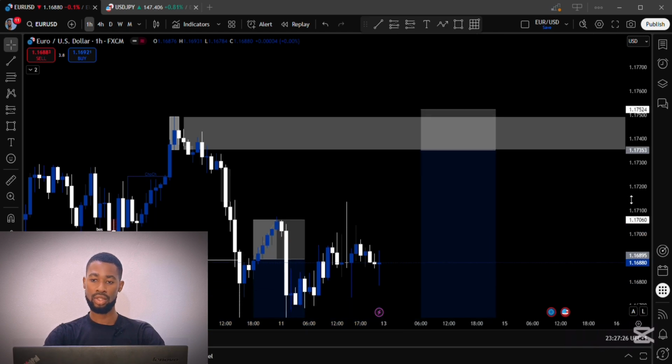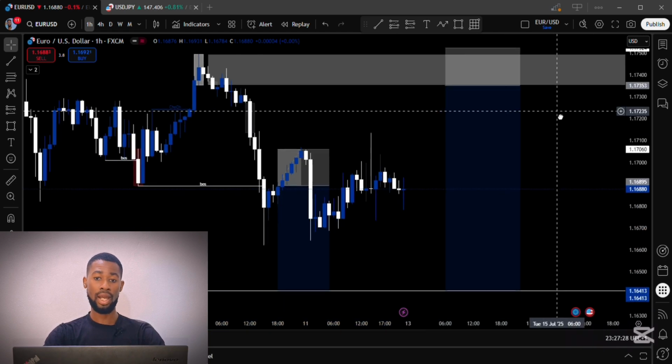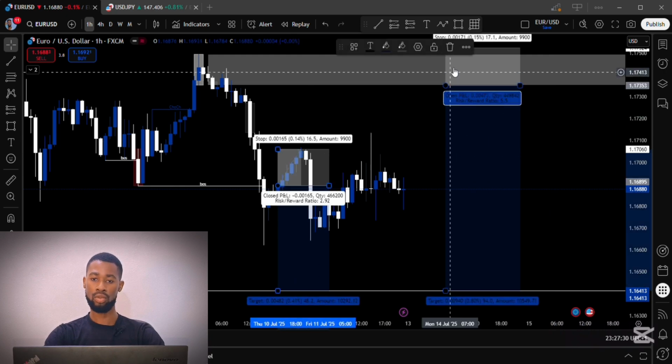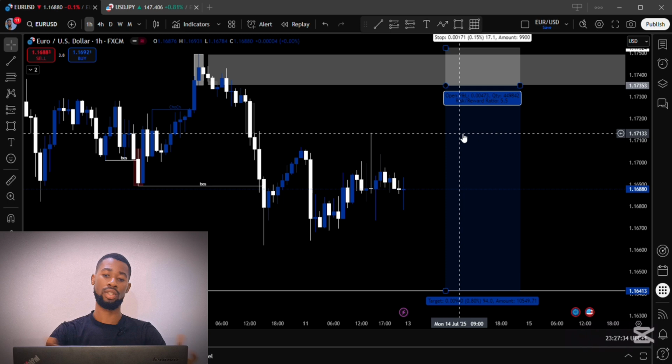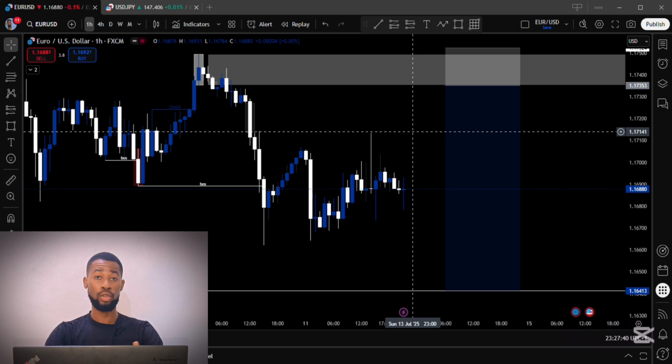I entered this trade. I will personally place this order once the market opens, and then all you can do is wait. Trading is more of doing your analysis and then more of waiting. You do the analysis, you follow your plan, you have your strategy that works for you, and then you allow the market to do its thing.